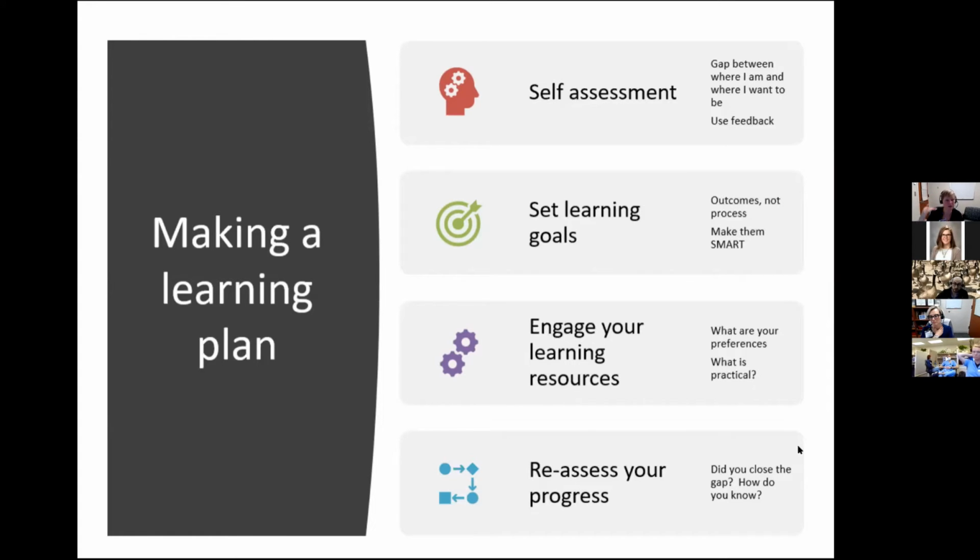And then once you've got your gap, your goals to address that gap, then it's thinking about engaging your learning resources. And at the end of the month, or every 6 months when you do your semi-annual, reassessing your progress. Did you close your learning gaps, and how do you know? And as you're making your learning plan, part of setting your learning goals is thinking about, how am I going to decide at the end whether I met them or not?